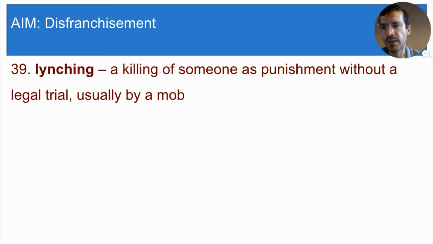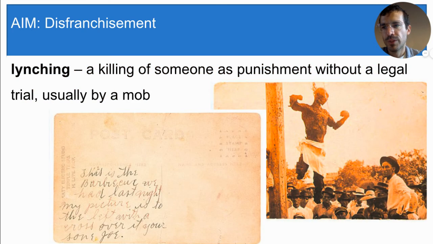I'm going to show you a picture of a lynching now, and I want to warn you that it's disturbing. If you'd rather not see it, skip now to the end of the video. This is a picture of the lynching of a man named Jesse Washington in Texas in 1916.